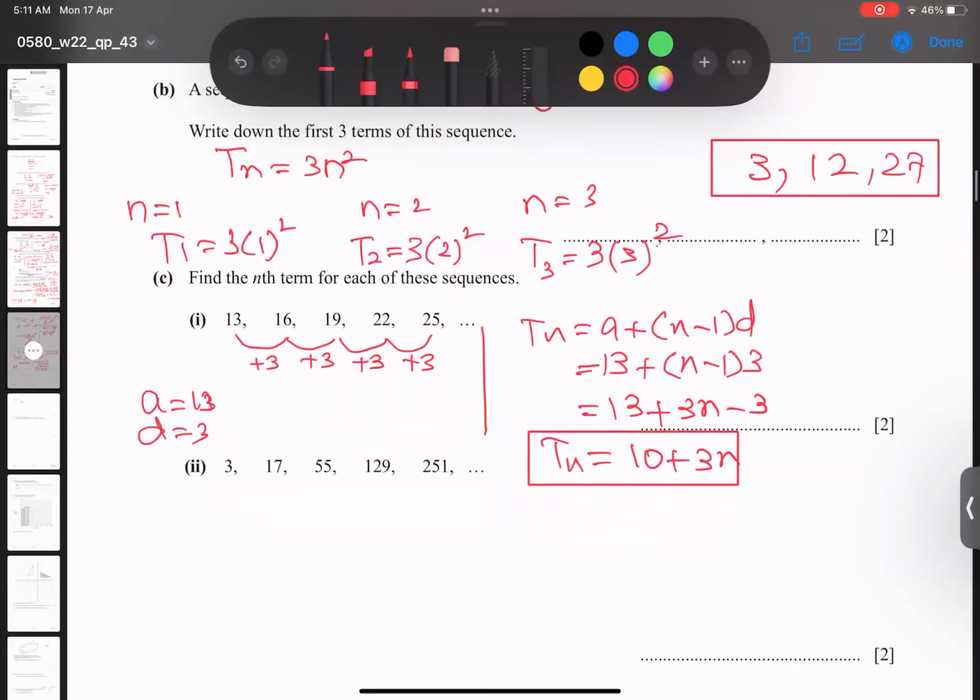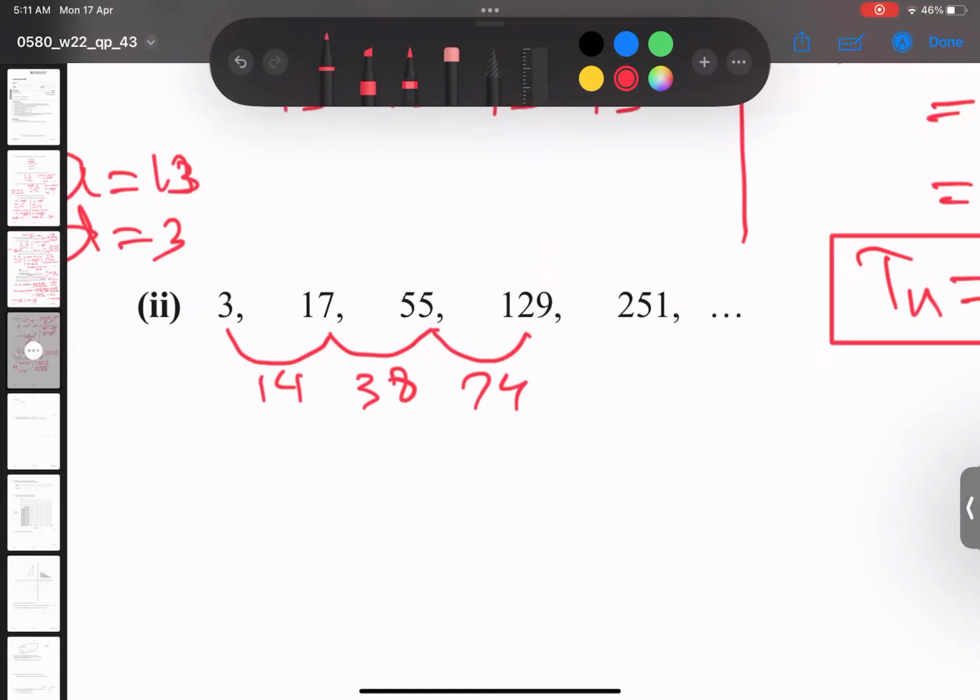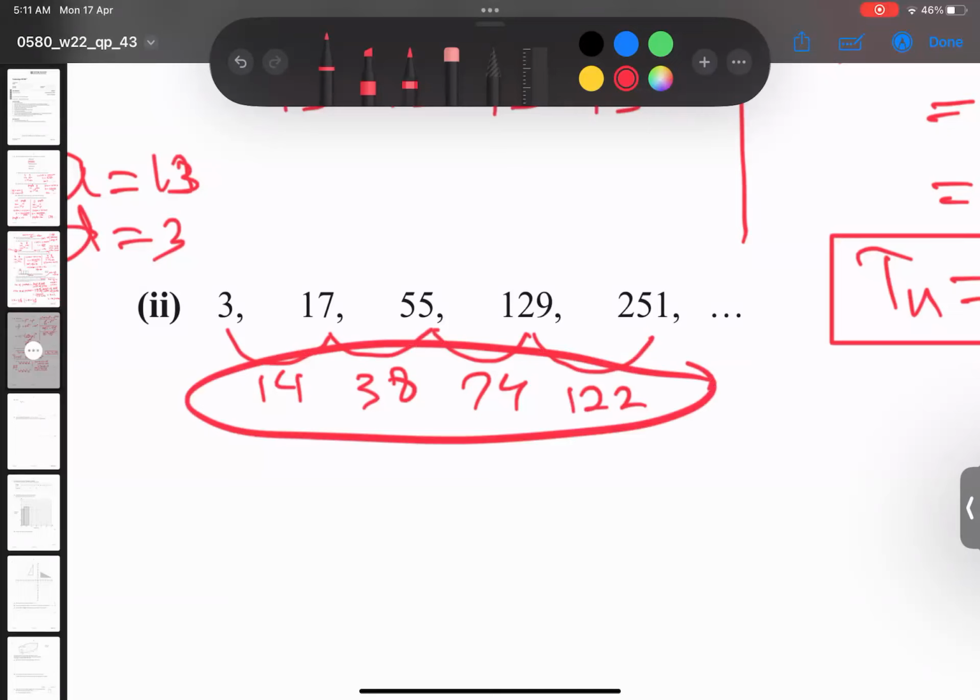All right, let's talk about this question. If I check it here, 3 plus 14 gives you 17. Let me check, 55 minus 17, I get 38. 129 minus 55, I get 74. 251 minus 129 is 122. This is called the first layer.